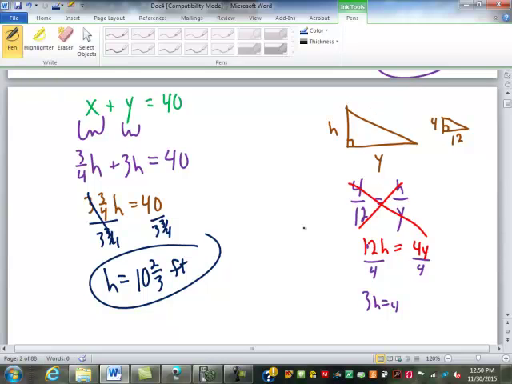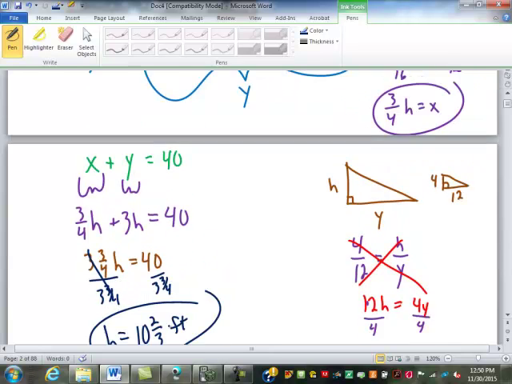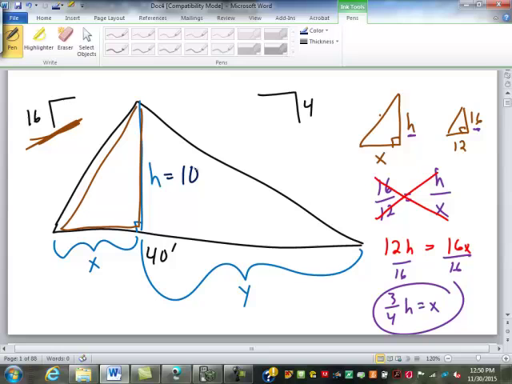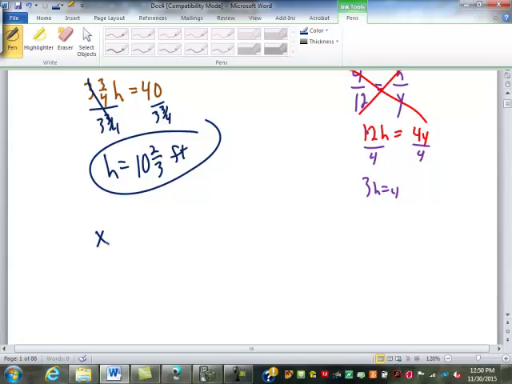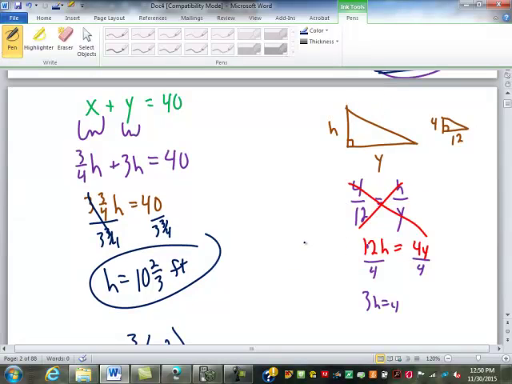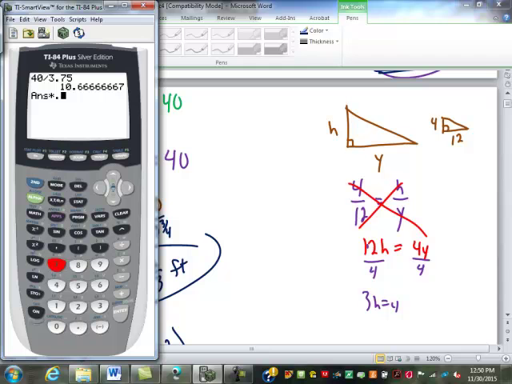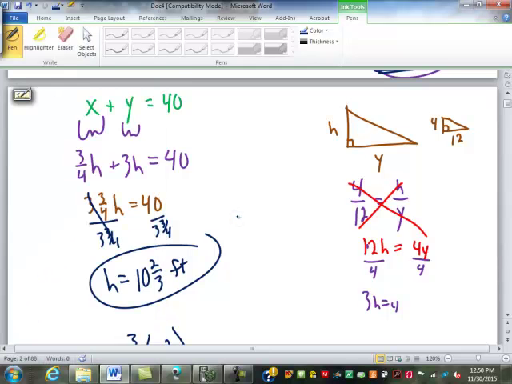But now we still need x and y. We can come up here. H is 10 and 2/3 feet. 2/3 of a foot is how many inches? 8. So 10 foot 8. X from over here is 3/4 of h. So x equals 3/4 times 10 and 2/3, which is 8. Correct? Times 3/4, 8. X equals 8.